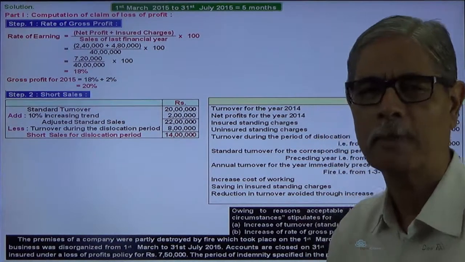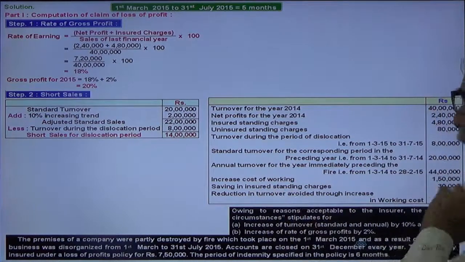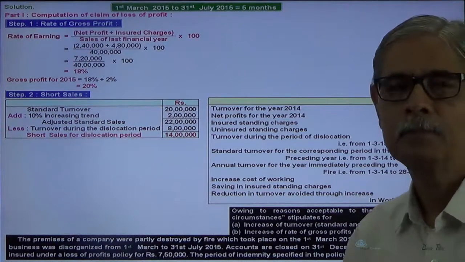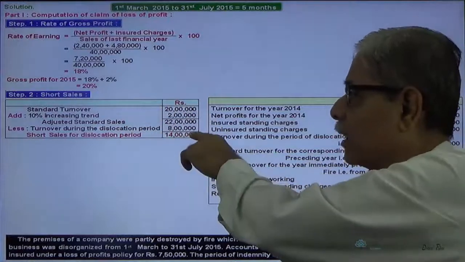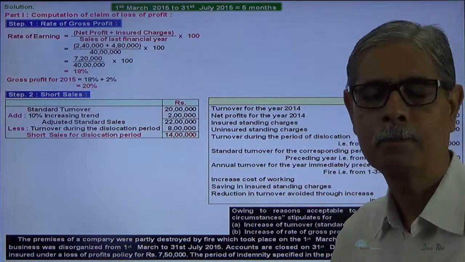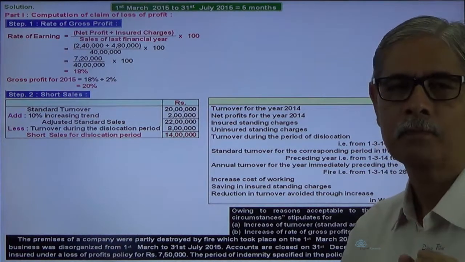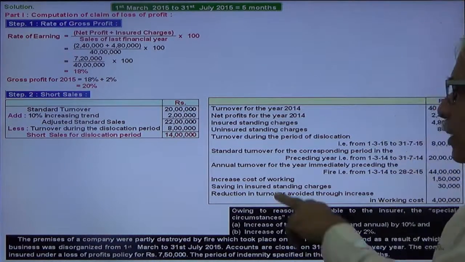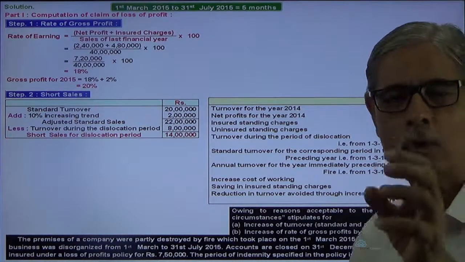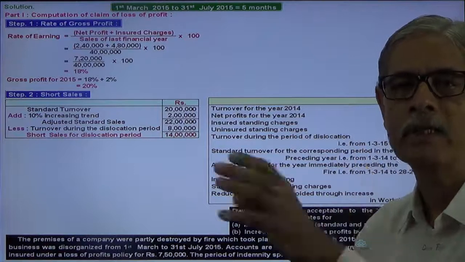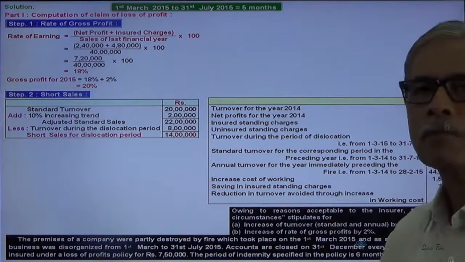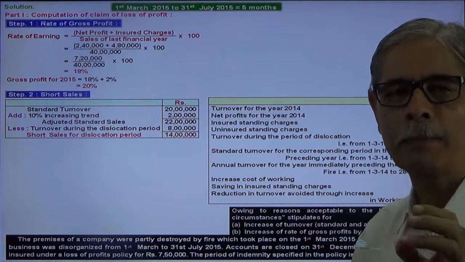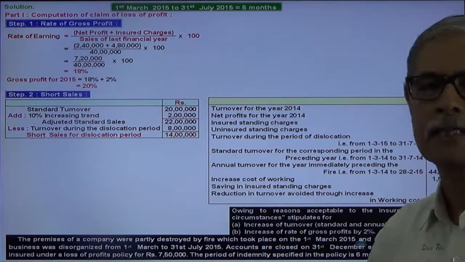One important point to be noticed by you, that there is an increased cost of working. Reduction in turnover avoided through increased cost of working is 4 lakhs. So, this is a reduction in turnover. Short sale is 14 lakhs. Now, this short sale would have been 10 lakhs if this increased cost of working, 1,50,000 additional cost to promote the sale, had not been incurred. So here the additional cost, 1,50,000, is incurred to promote the sale. And because of such expenses, how much sales could be promoted? Sales could be promoted because of that is 4 lakhs.